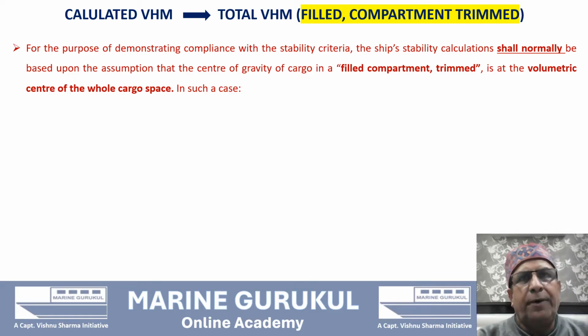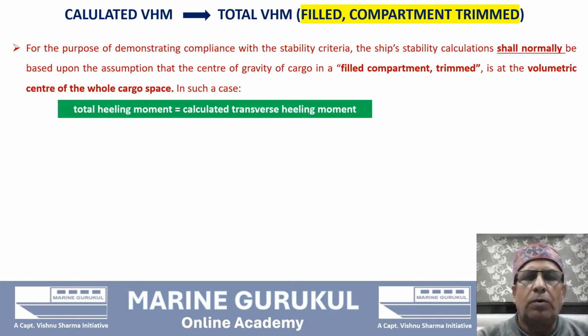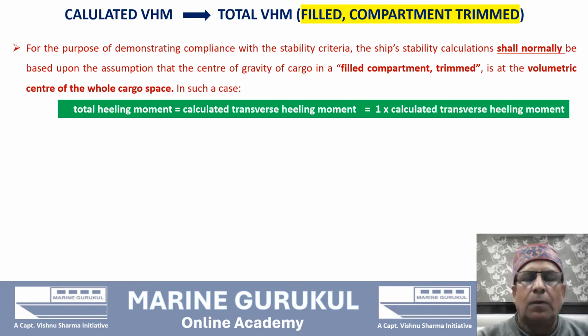And if you live by the spirit of the code, then in that case, the total volumetric healing moment of that compartment will be same as what you will obtain from the tables, the calculated transverse healing moment. That means no correction is then required. In other words, can we say that in that case, the total volumetric healing moment will be 1 into calculated transverse healing moment, because when we multiply by 1, there is no change in the value.